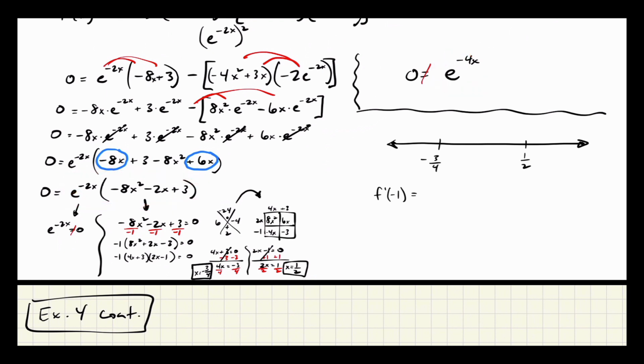Okay, so I'm going to plug in -1 there. e to the -2 times -1, -8 times -1 squared, minus 2 times -1 plus 3. And then the bottom is e to the -4 times -1. All I care about is a positive or negative answer. I don't care what the actual number is. Once you know if it's going to be positive or negative, that's it.